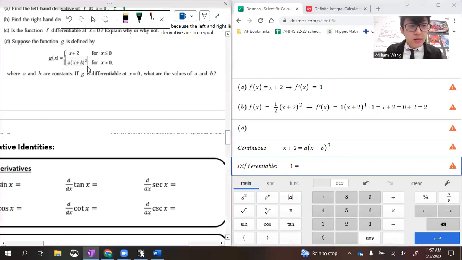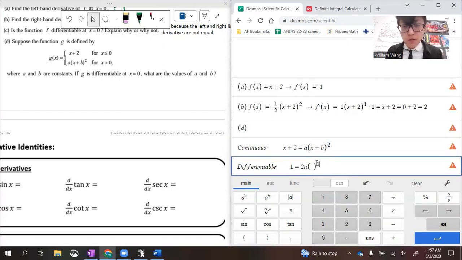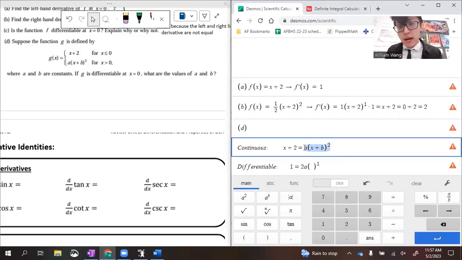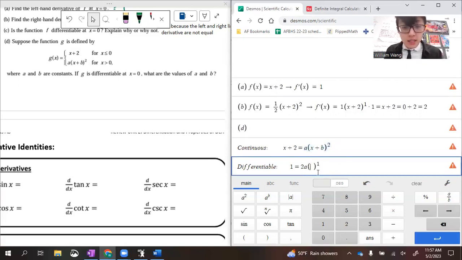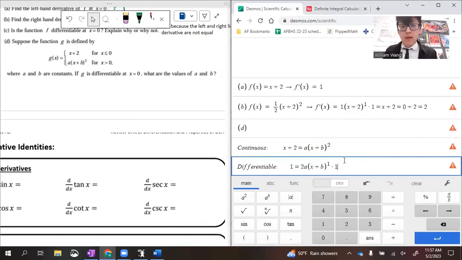Derivative of a times (x plus b) squared requires a chain rule, right? So I first do a power rule for the outside. So it's 2a to the first power. I did the derivative of my outside. The inside stays the same, so it's x plus b. Then I multiply by the derivative of my inside. Well, luckily the derivative of x plus b is just 1, right? Derivative of x is just 1. Derivative of b is actually 0 because b is a number.